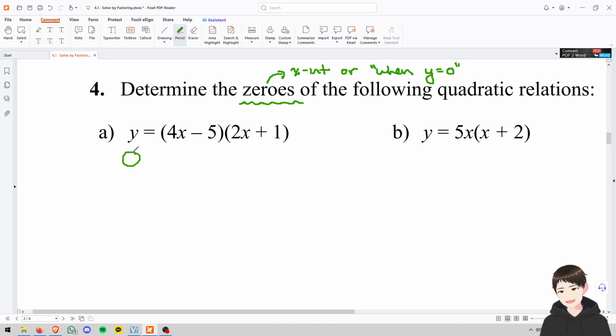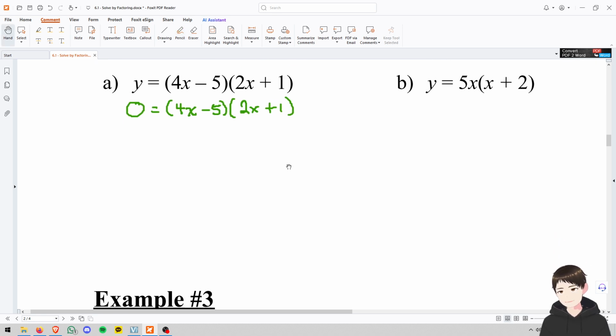Find the zeros is another way of asking the question. So let's do it. The principle does not change. We've got, when does that binomial equal 0? Or when does that binomial equal 0? Because if any one of them equals a 0, then we've got a multiplication with a 0. It's going to equal a 0.